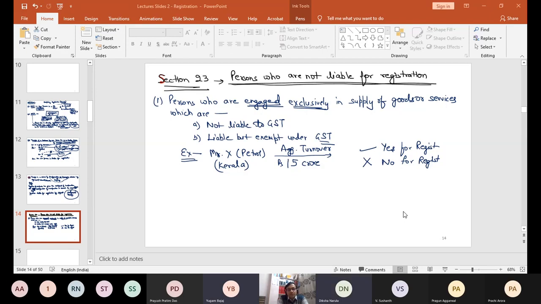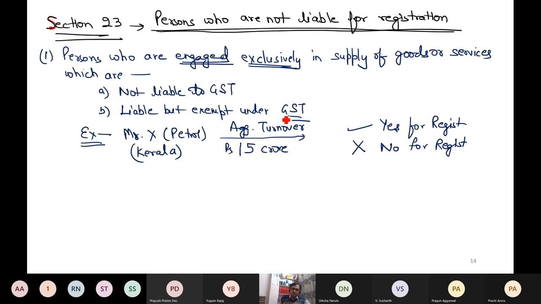Answer is that he is never liable. Now, this is what I would like to tell you, that when you read the act, let me share this screen now. Is this slide still visible? Yes, sir. Answer is this: not liable for registration.